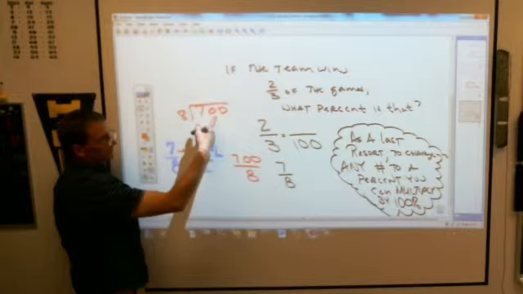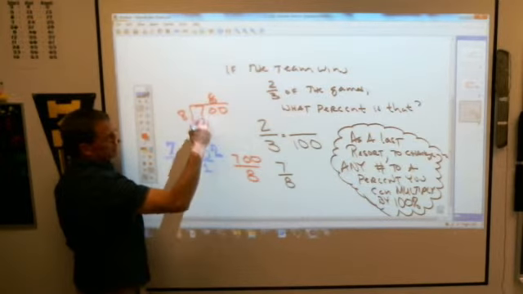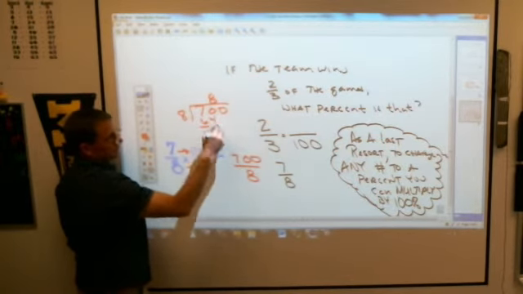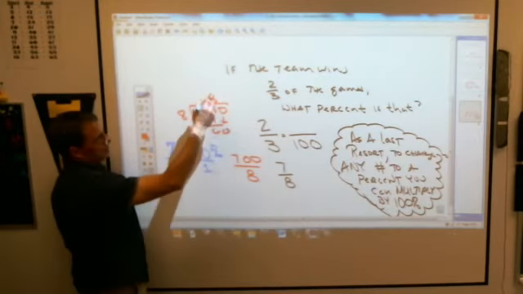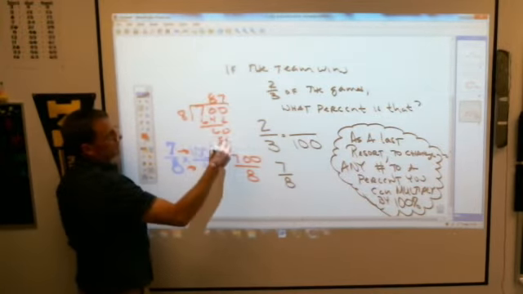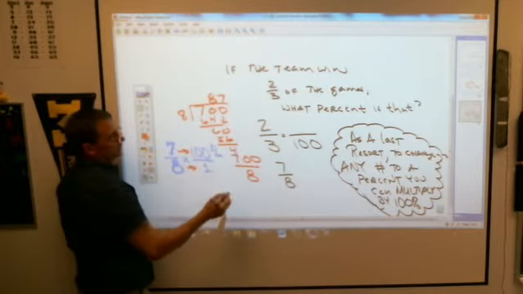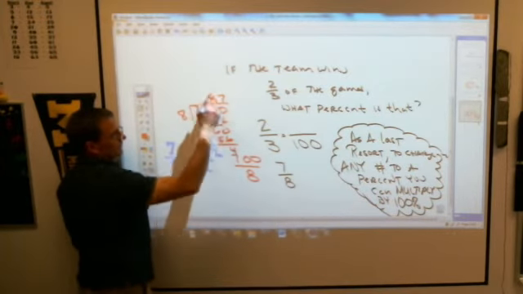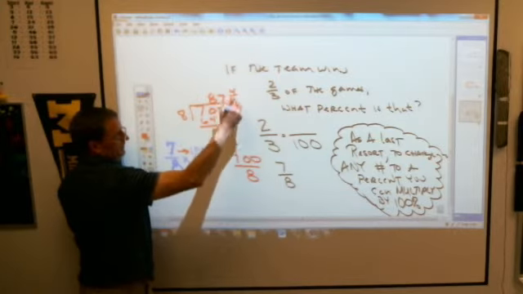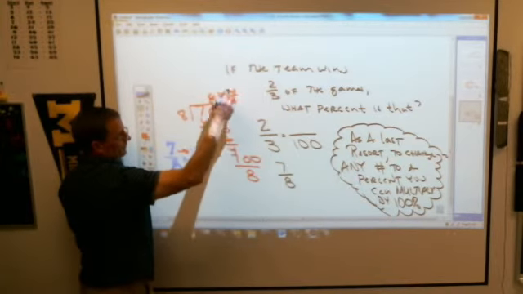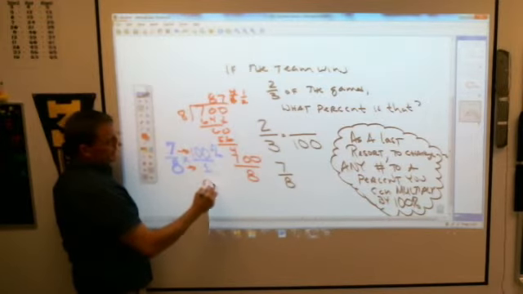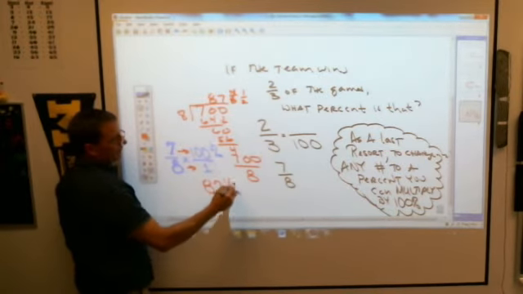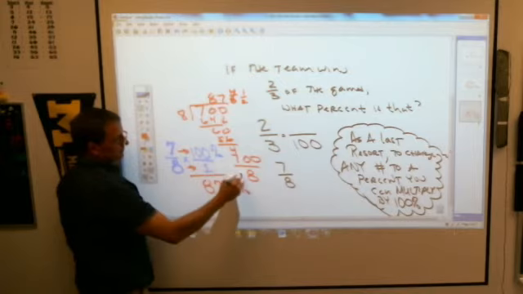8 goes into 70 8 times, which is 64. Subtract, bring down. 8 goes into 60 7 times, which is 56. And whatever you have left as a remainder, you make it a fraction. It's 87 and 4/8, but I have to reduce that to a half. 7/8 is 87 and 1/2%.